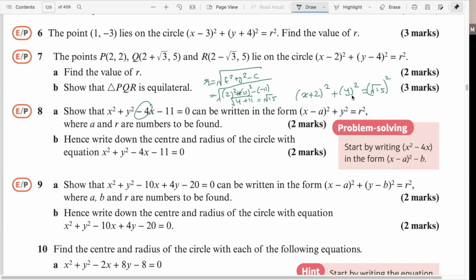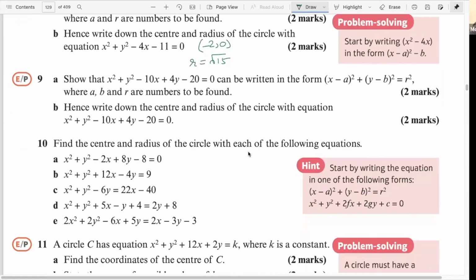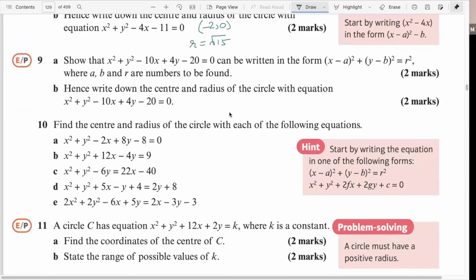Hence, write down the center and the radius of the circle. So we've already converted. The center is minus 2 comma 0 and the radius is square root 15. Any issues? No, sir, none so far. Okay. Question 9 is of the same nature.